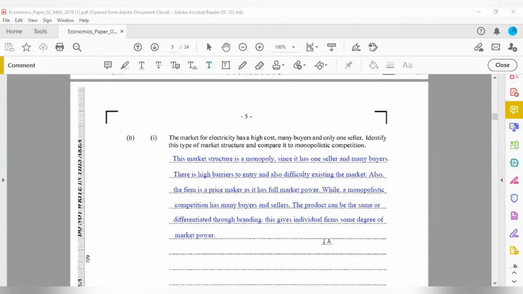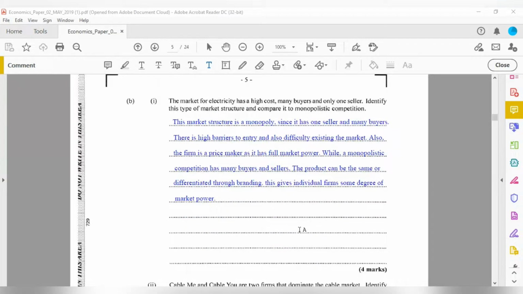The market for electricity has a high cost, many buyers and only one seller. Identify this type of market structure and compare it to a monopolistic competition. So this market structure is a monopoly since it has one seller and many buyers. There are high barriers to entry and also difficulty exiting the market. Also, the firm is a price maker as it has full market power, while a monopolistic competition has many buyers and sellers. The product can be the same or differentiated through branding. This gives individual firms some degree of market power.